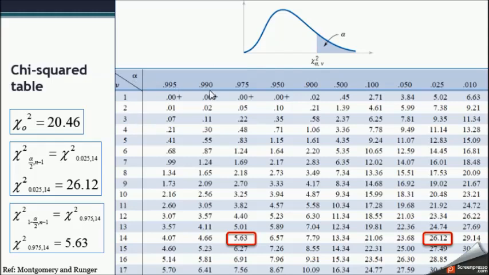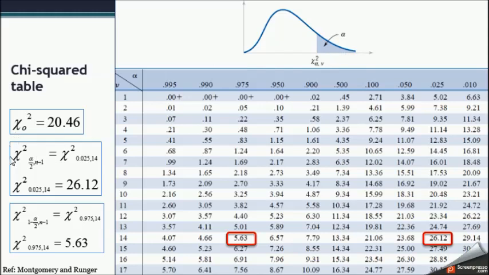Here we have alpha in this row. So alpha in this distribution is the area under the curve from the point until positive infinity. So alpha is the area under the curve from the point and to the right side from the point. So what are our critical values?